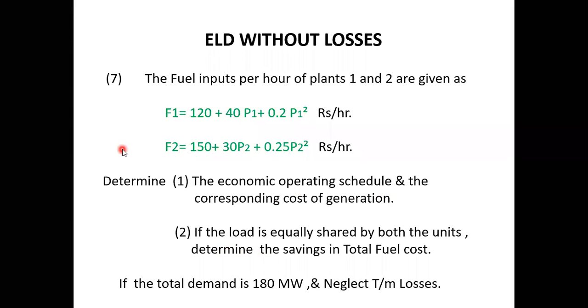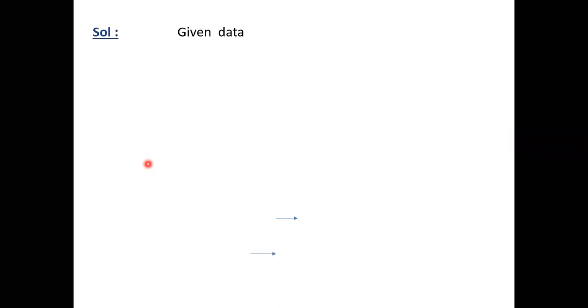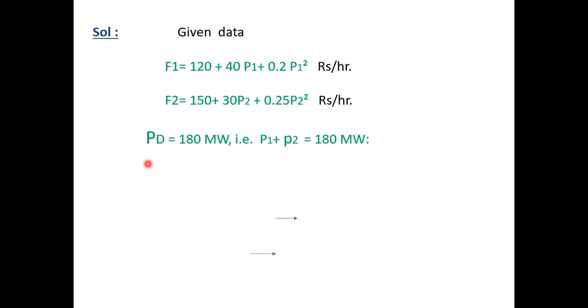Okay, so let's try to solve this problem by yourself. Look at the given data. All of you write the given data. So this is the given data, that is F1, F2 and total demand. So we can write the total demand as P1 plus P2 equals 180 megawatts because we are taking only 2 units. Then write the formula.